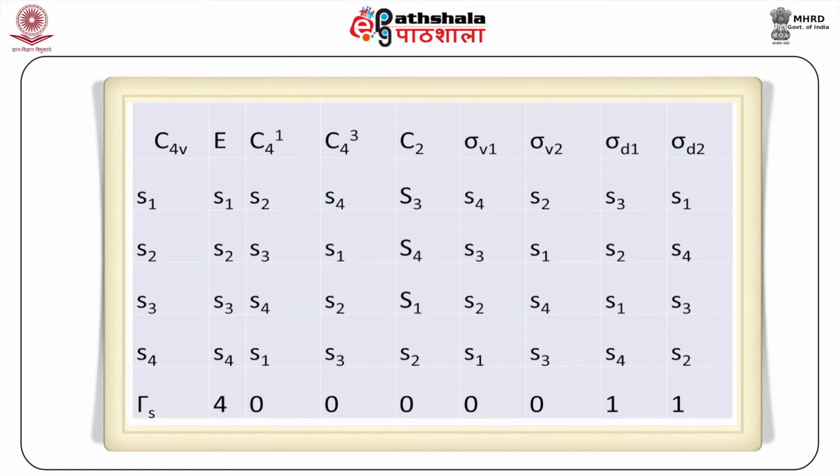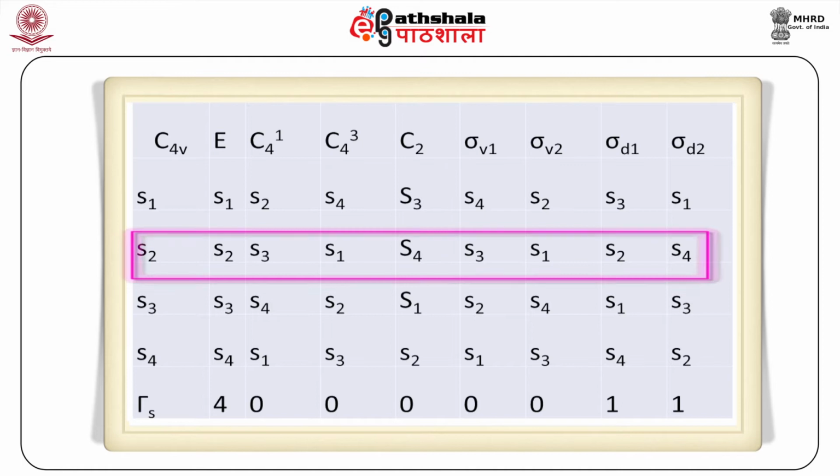Sigma V1, sigma V2, sigma D1, sigma D2 have already been defined. So, like this we have seen that under operation E it is not shifted, under operations C41, C43, C2, sigma V1, sigma V2, sigma D1 it is shifted, and under sigma D2 it is not shifted. Similarly, we can take the function S2 and find out the effect of symmetry operations. S2 goes under these symmetry operations as S2, S3, S1, S4, S3, S1, S2, S4.